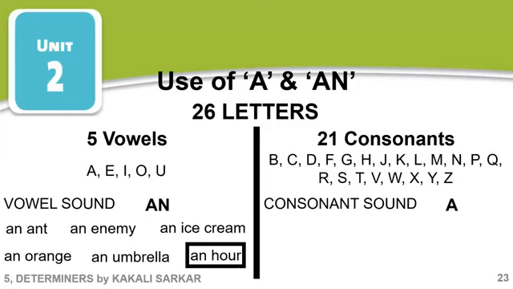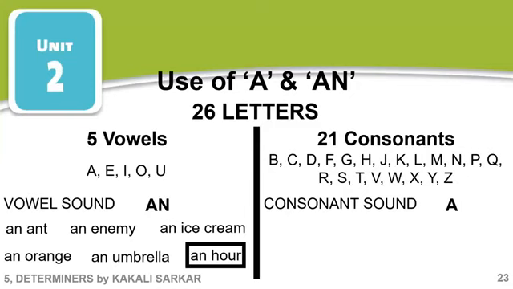In the same way we can use another word. I am giving just one example: honest. Here also H remains silent and we pronounce it with the vowel sound O. So there also we write an honest man, not a honest.